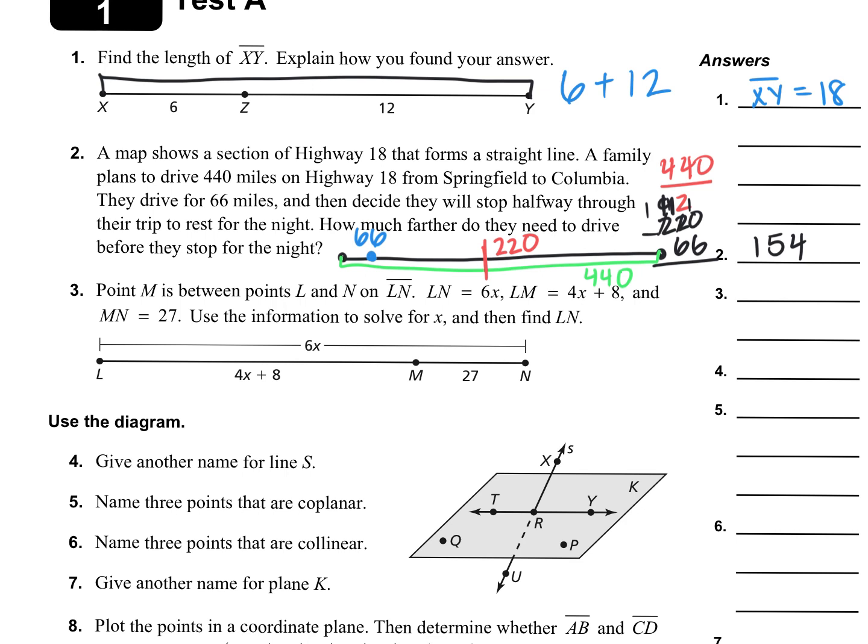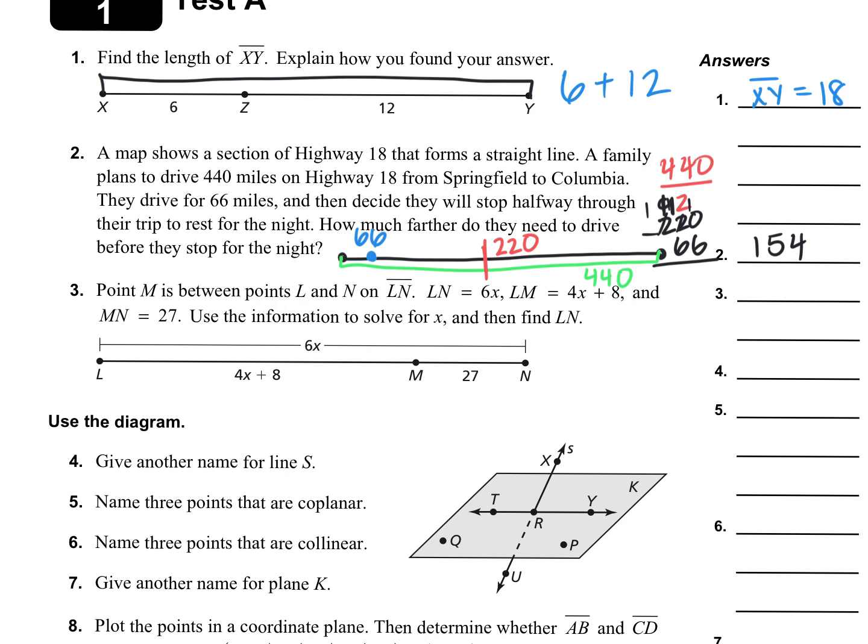Okay, all right, number 3, it says point M is between points L and N on line LN. LN is 6x, LM is 4x plus 8, and MN is 27. Use this information to solve for x and then find LN. So 2 things, I need x and I need LN. So you have to find those 2 things. If you just give me 1 thing, you're only getting partial credit. So please make sure you are answering the question.